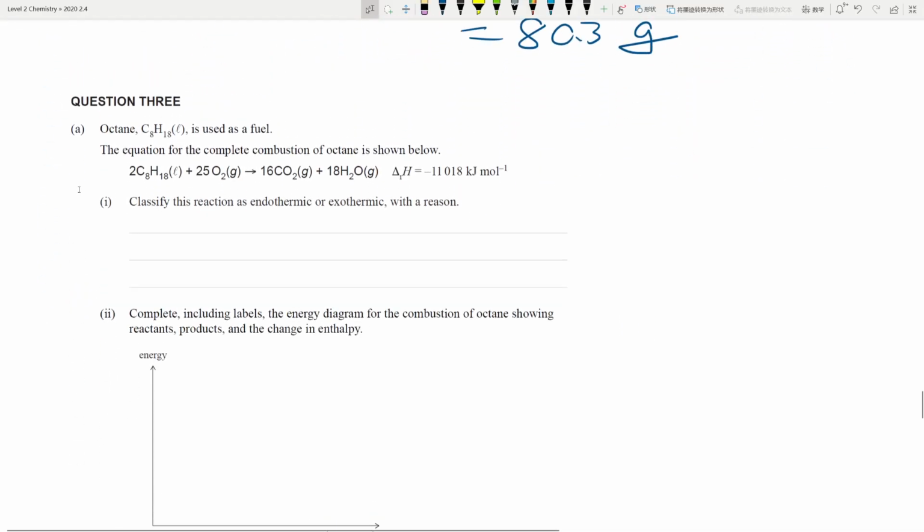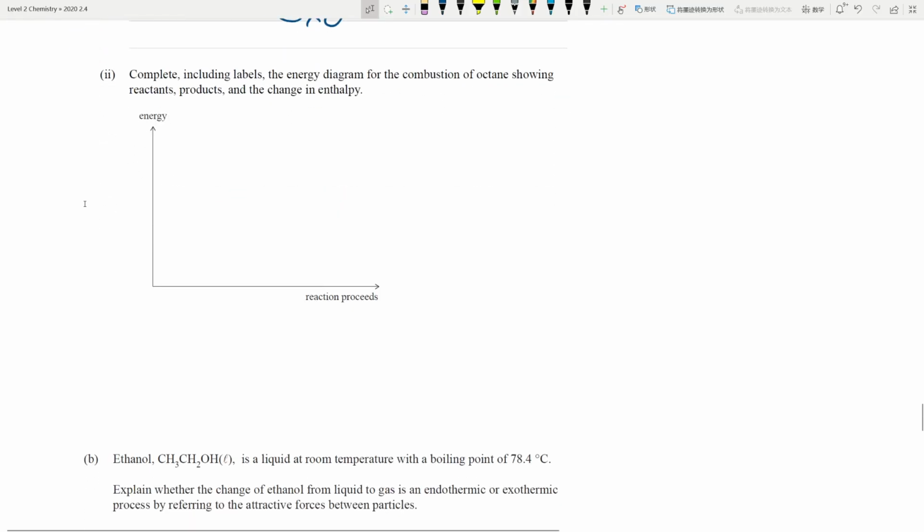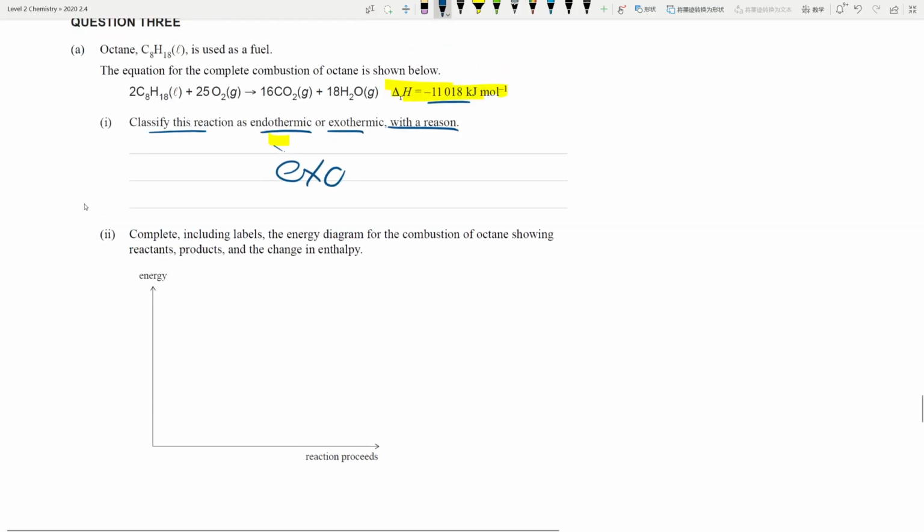Question 3. Enthalpy. Calculate, and so on. Do I need to calculate anything? No, classify the reaction as endothermic or exothermic. If you look at this, that's a negative number. A negative number means it's exothermic. And they say give a reason. Well, this number is negative. Done. Reason completed. Next, complete using labels an energy diagram for the combustion of octane. So this is an exothermic reaction.